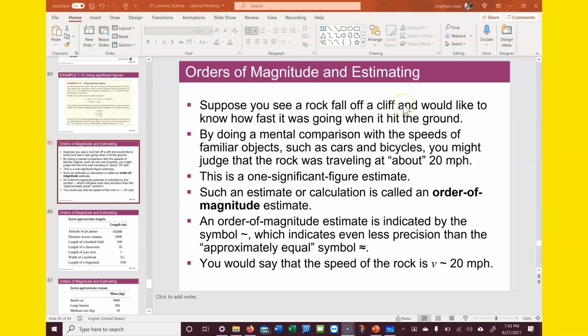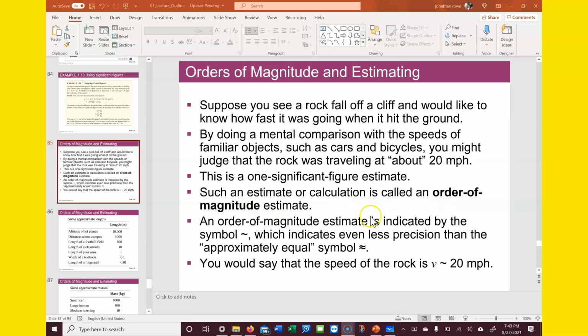Suppose you see a rock fall off a cliff and would like to know how fast it's going when it hits the ground. By doing a mental comparison with the speeds of familiar objects such as cars or bicycles, you might judge that the rock was traveling at somewhere around 20 miles per hour. This is a one significant figure estimate. Such an estimate or calculation is called an order of magnitude estimate.